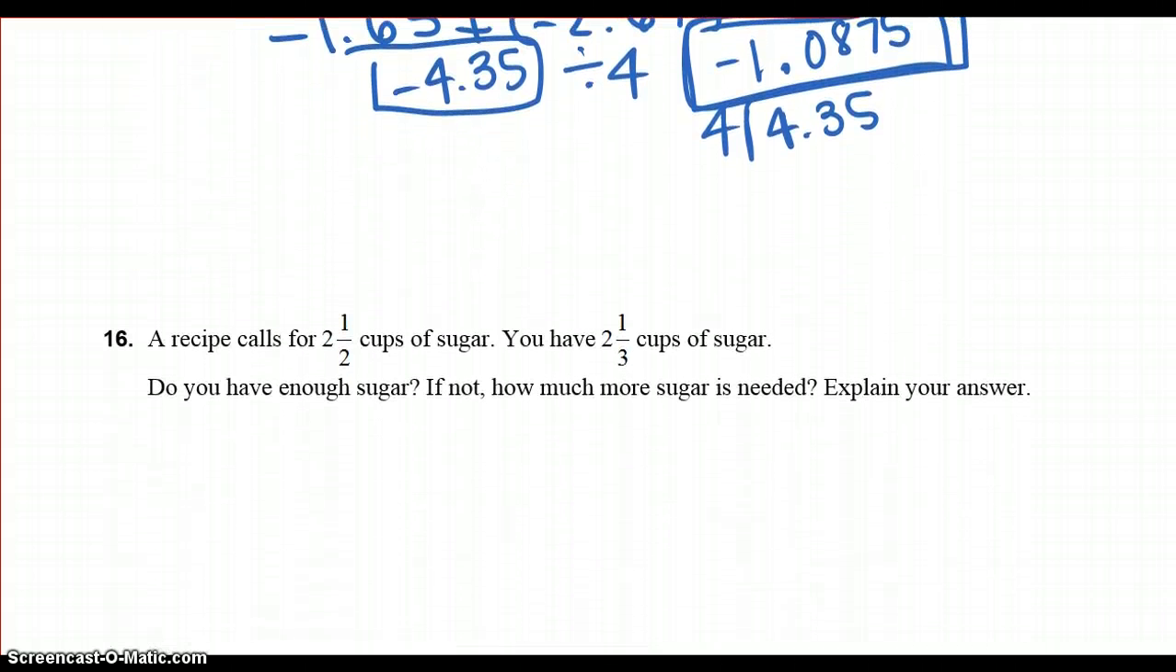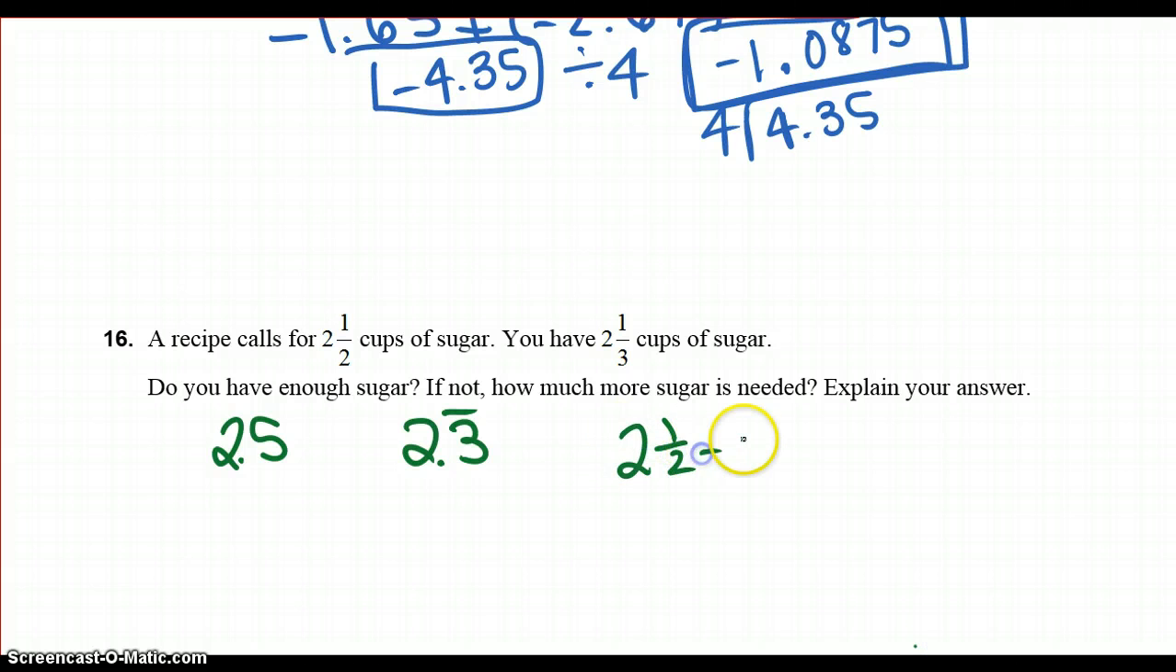Number 16 says a recipe calls for 2.5 cups of sugar. You have 2 1/3 cups of sugar. Do you have enough? If not, how much more sugar is needed? Okay, here's how I do this one. 2.5 is really the same thing as 2 1/2. 2 1/3 is the same as 2 1/3. Okay, so the recipe needs 2 1/2. I have 2 1/3, so I clearly do not have enough. So I need to subtract these two numbers, find the big minus the small, to find out how much more sugar I need.